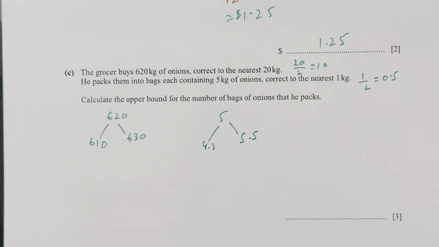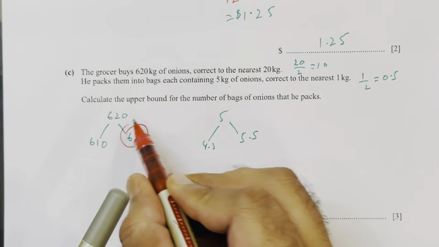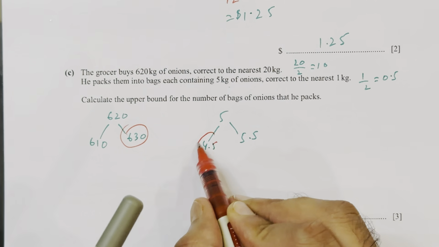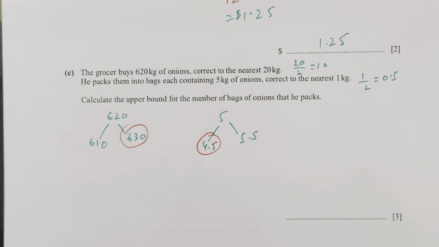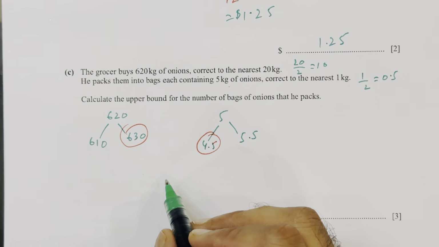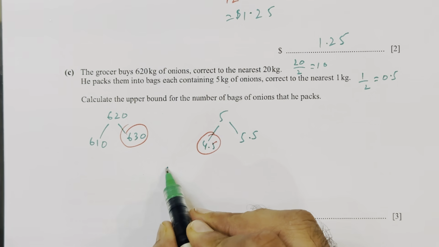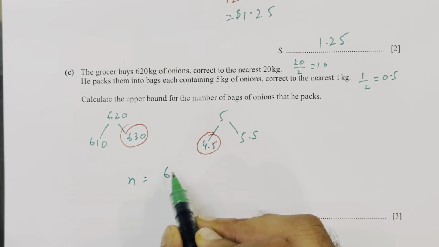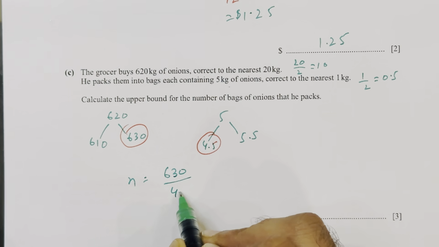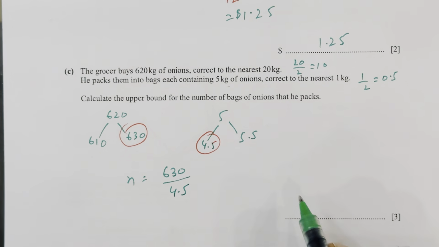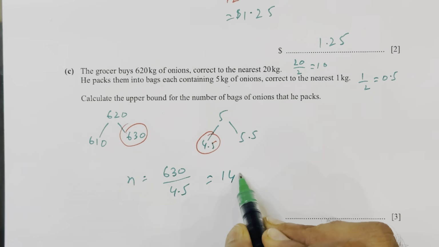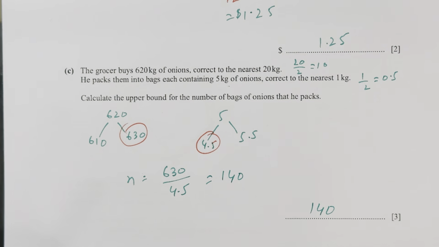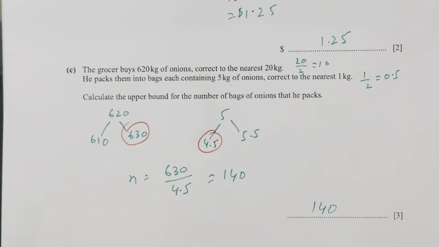Calculate the upper bound of the number of bags of onions that he packed. So we have to use the upper bound of the onions and the lower bound of the packing, so we can get the highest value. So it would be like that: n is equal to 630 divided by 4.5. After dividing we get the answer that is equal to 140. So our answer is 140.